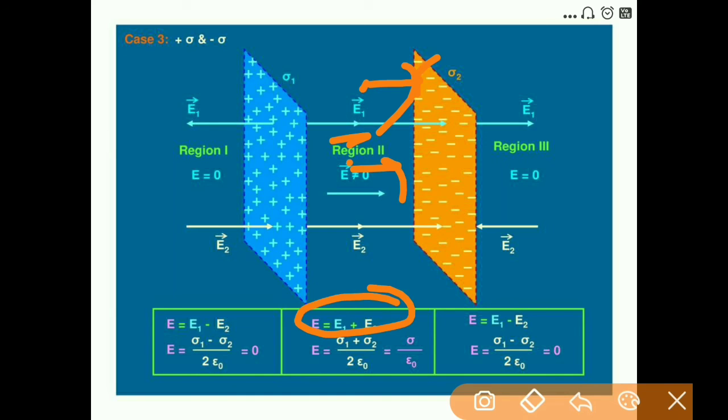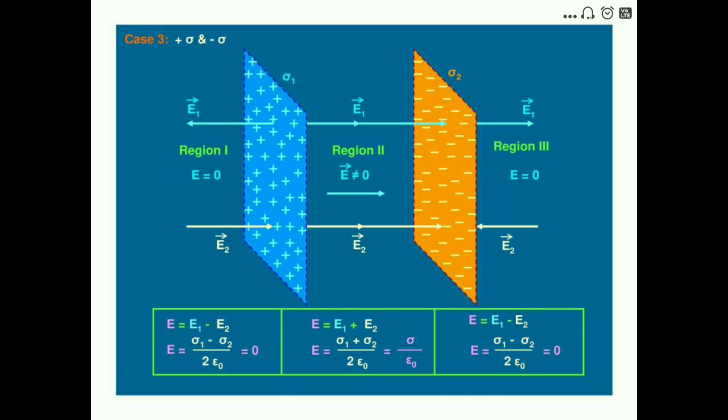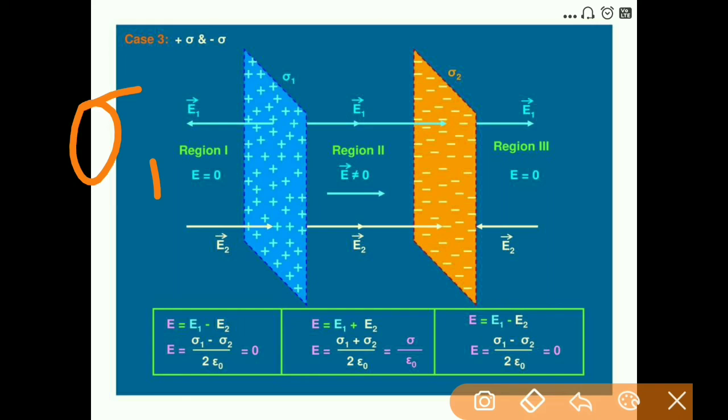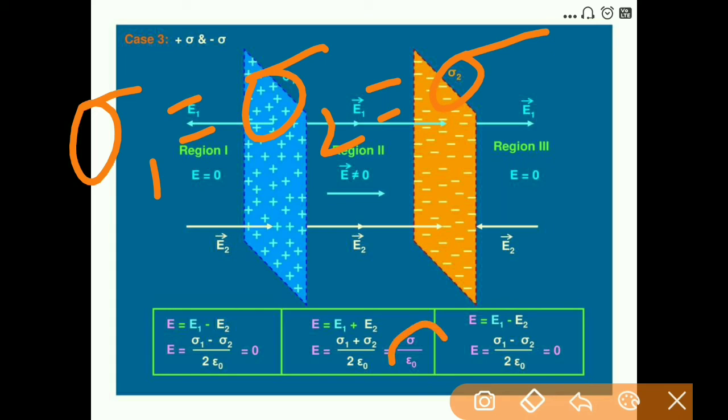So sigma 1 plus sigma 2 upon 2 epsilon naught, but sigma 1 is equal to sigma 2 in magnitude, so you will get sigma. In the diagram, sorry, sigma 1 is equal to sigma 2 and is equal to sigma. So when you put the value, you will get sigma upon epsilon naught. So these are the cases because of the two thin sheets.